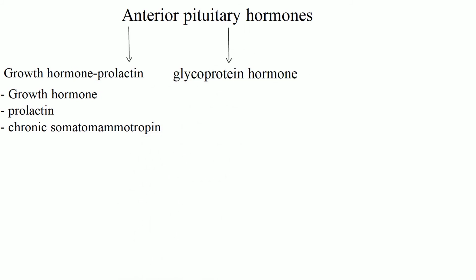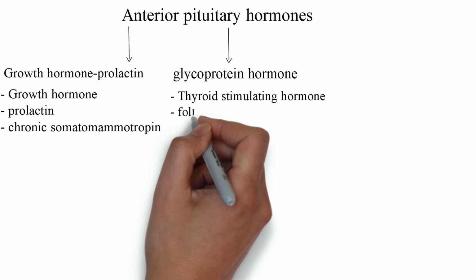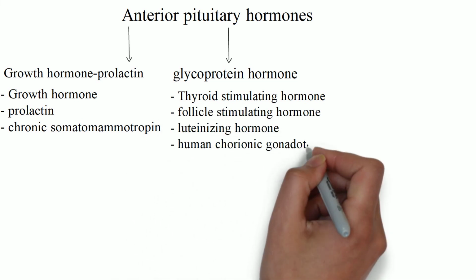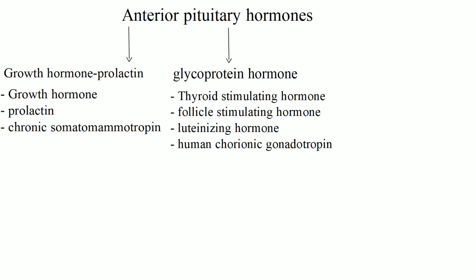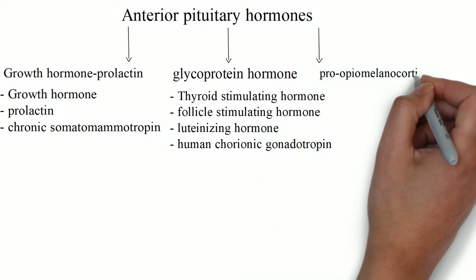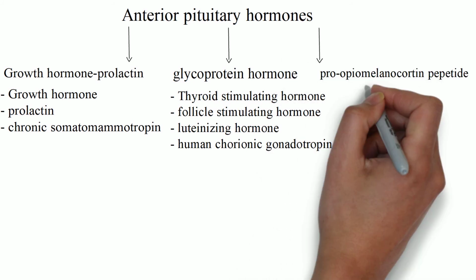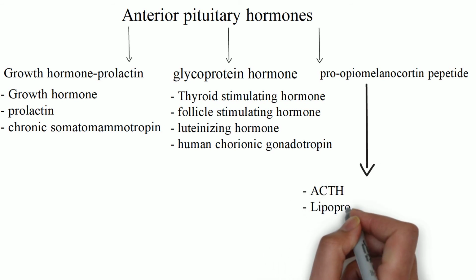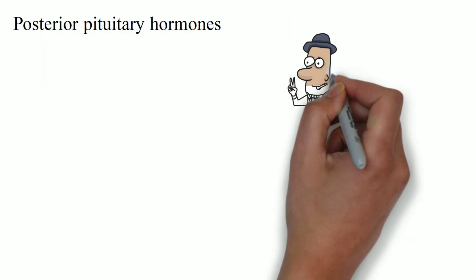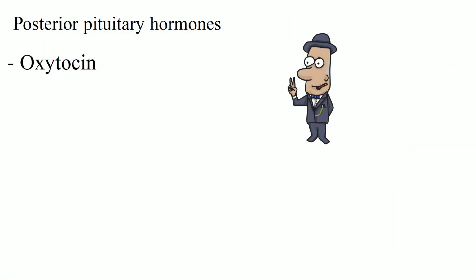which includes thyroid stimulating hormone, which will act on thyroid gland, follicle stimulating hormone, luteinizing hormone, and human chorionic gonadotropin hormone. Then we have third group of hormones, which is pro-opiomelanocortin peptide hormones. It includes adrenocorticotropic hormone, lipotropin hormones, and melanocyte stimulating hormone. In posterior pituitary gland, we only have two hormones, oxytocin and antidiuretic hormone.